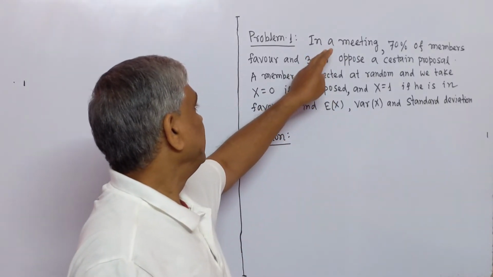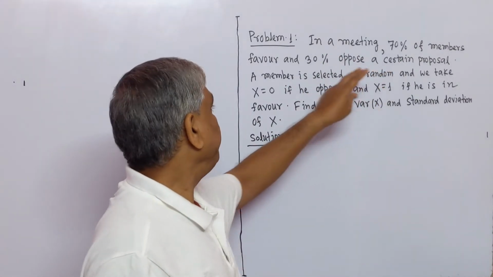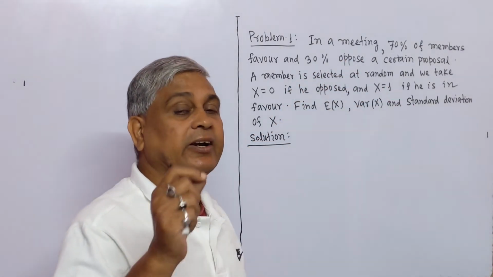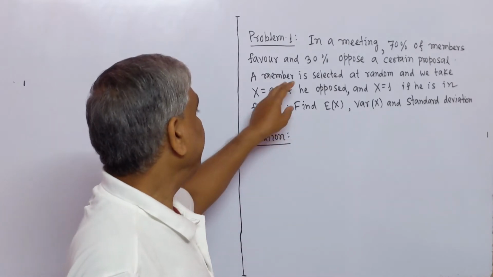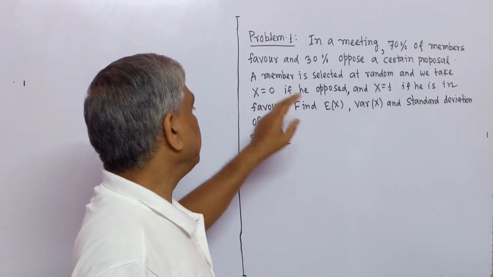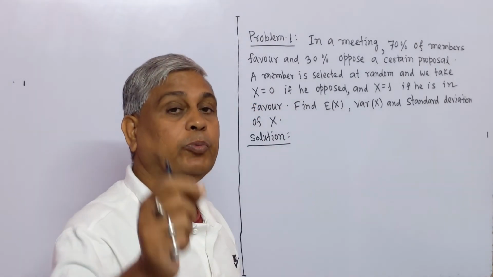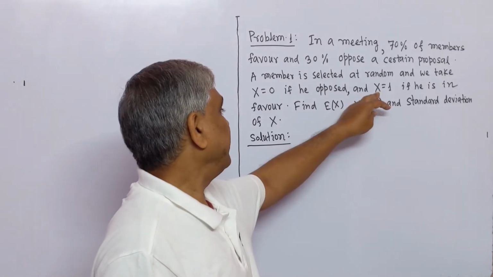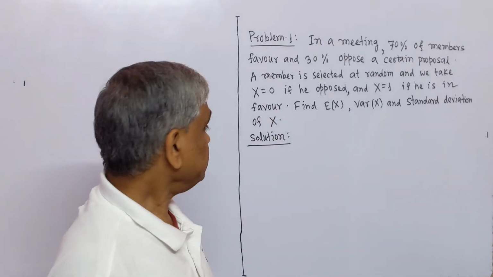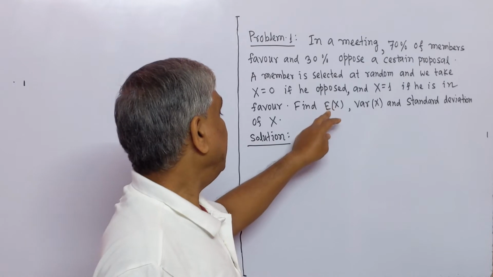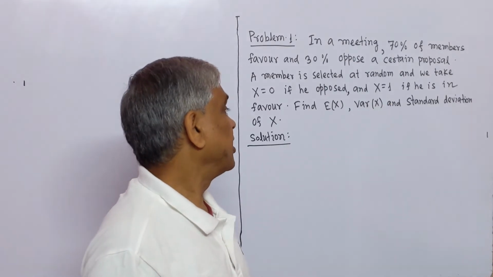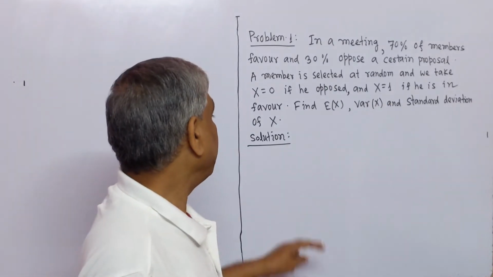Problem is, in a meeting 70% of members favor and 30% oppose a certain proposal. A member is selected at random and we take capital X equal to 0 if he opposes, and capital X equal to 1 if he is in favor. Find E[X], expectation of X, variance of X, and standard deviation of X.